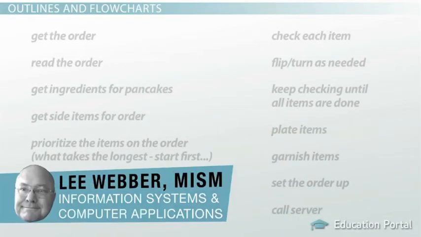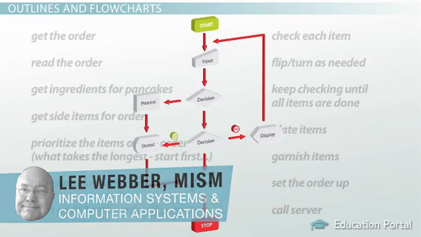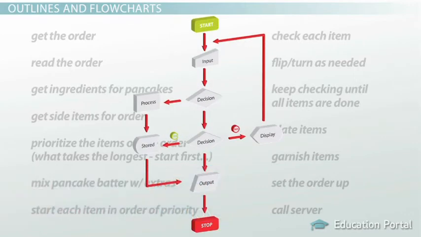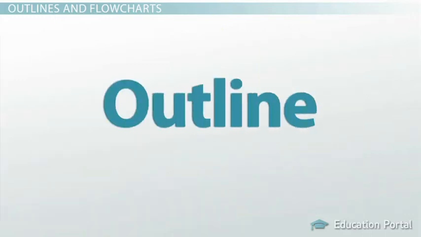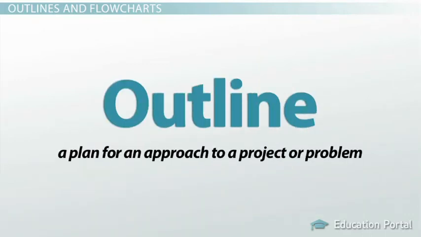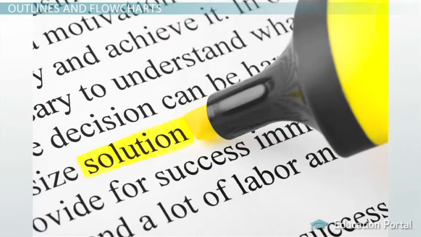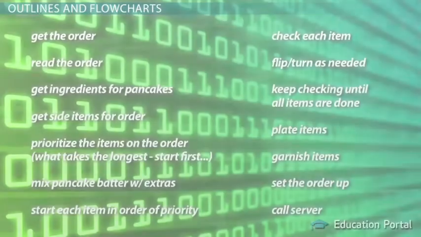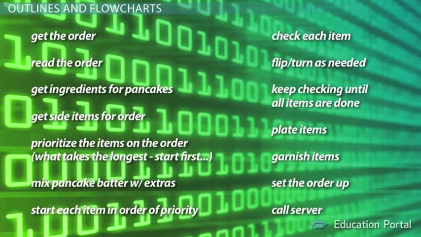In this lesson, we are going to explore using both outlines and flowcharts to map out how our code will have to flow or work. An outline is a plan for an approach to a project or problem. We usually think of outlines in connection with a term paper or as a summary of a document. It is also an excellent starting point for any coding project, including mine.